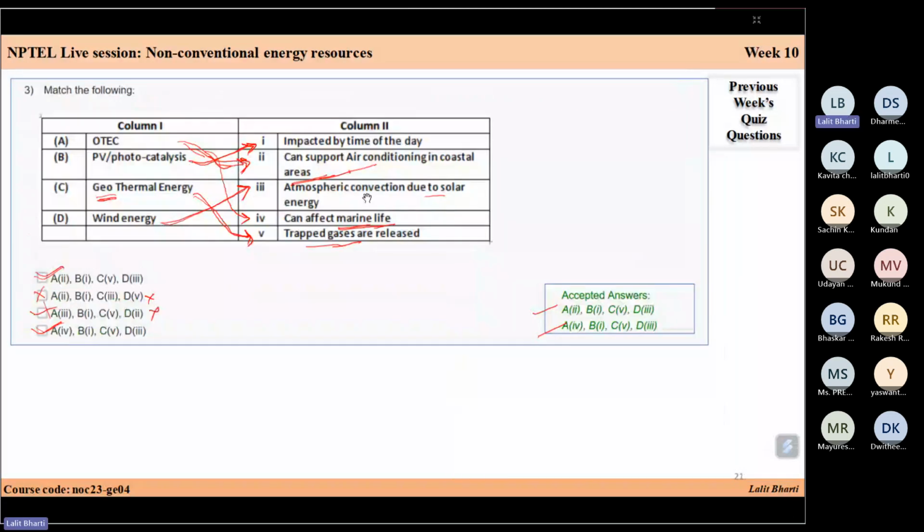Then atmospheric convection due to solar energy. We have seen the system, and I also explained how the wind streams are generated. Due to atmospheric convection from solar energy, the wind currents are generated. We have discussed this in previous classes. So it is related to wind energy.